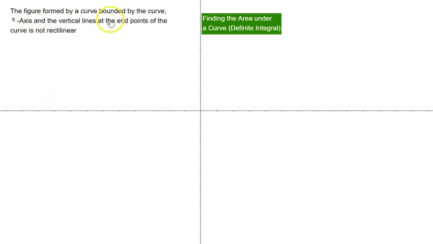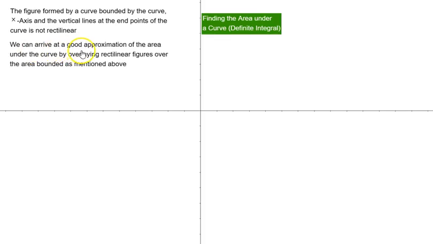The figure formed by a curve bounded by the curve, the x-axis, and the vertical lines at the endpoints of the curve is not rectilinear. We can arrive at a good approximation of the area under the curve by overlying rectilinear figures over the area bounded as mentioned above. So given the function, plot the graph. Let's say this is f of x, where x is between a and b.